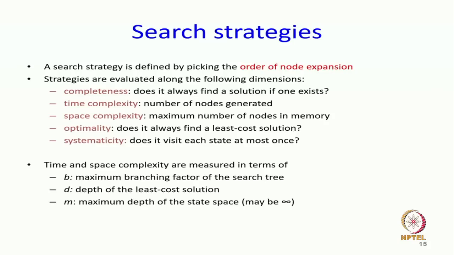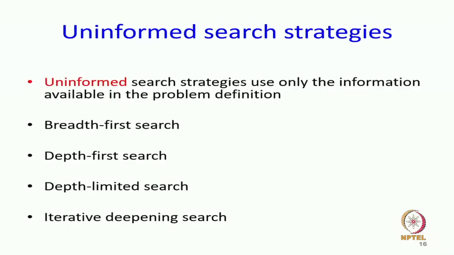Optimality is, does it always find the least cost solution, and systematicity is one unusual phenomenon, but it is an interesting concept. It says, do I visit every search node at most once, not state. Do I visit every search node at most once? Sometimes I may visit it multiple times, and then the algorithm would be called non-systematic, and we will see some examples. And we have to study breadth first search, depth limited search, iterative deepening search, and beam search as uninformed search strategies.